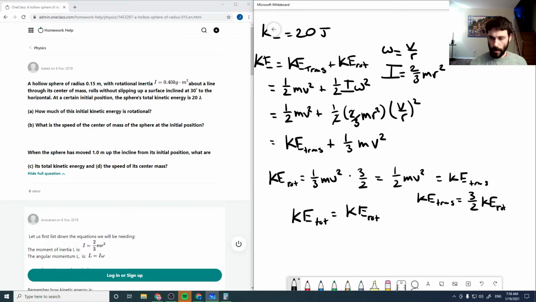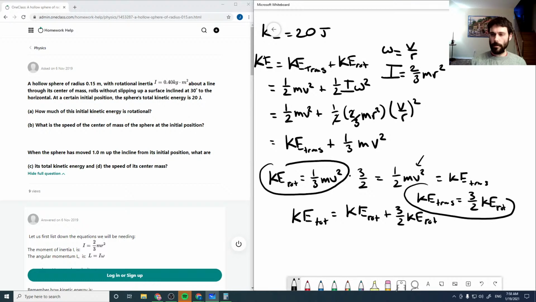There we go. So our KE total is KE rotational plus 3/2 KE rotational. So we have this. If we multiply this by 3/2, then we get our 1/2 mv squared, which is our KE trans. So that means our translational kinetic energy is 3/2 of our rotational. So if we put this into our total expression again, then KE total is 5/2 of rotational kinetic energy, which is 20 joules.